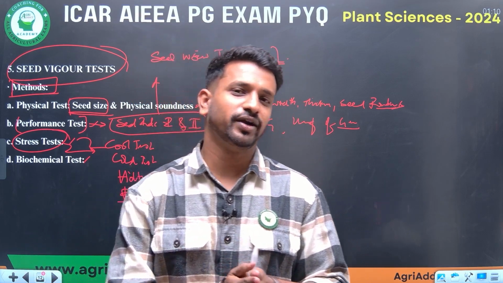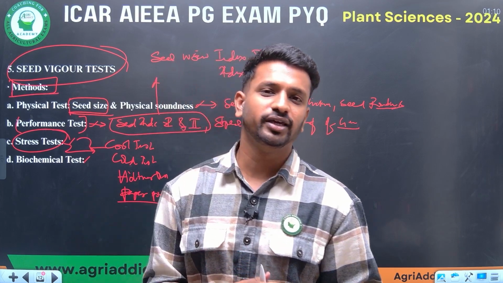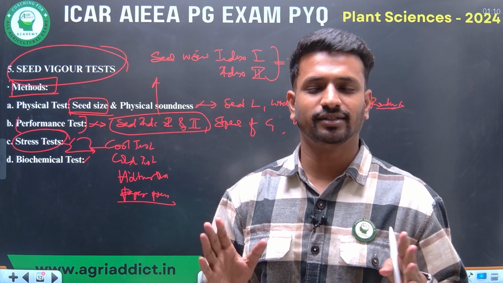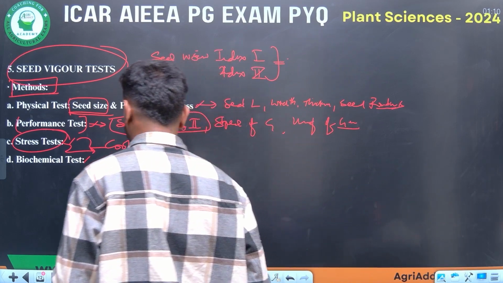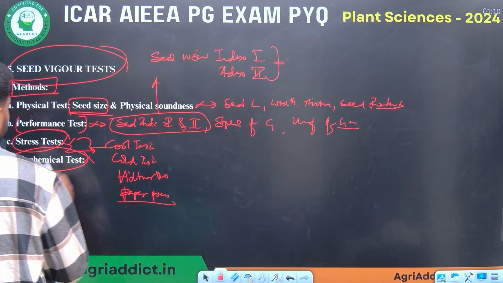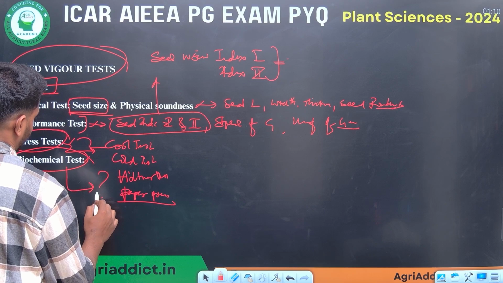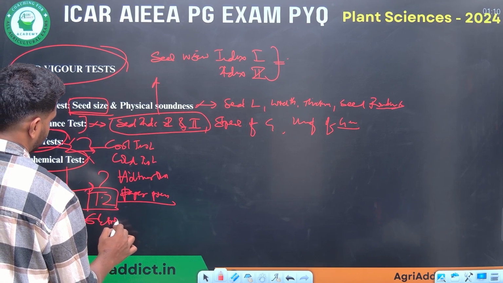If you fail to classify, then it's very difficult to remember, and also very difficult to link with their principle, and most importantly to the test. These are the categories under seed vigor test that you have to remember. Next, the last part is the biochemical test. What are the different tests that we have under biochemical? You can also include TZ test, you can include electrical conductivity test.